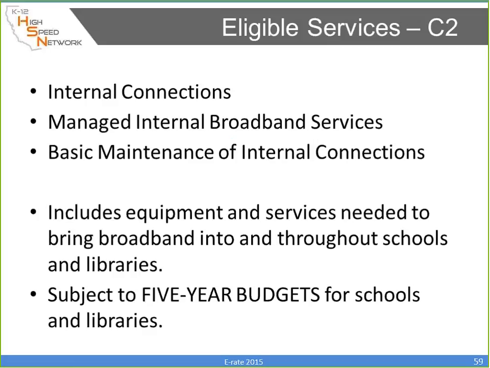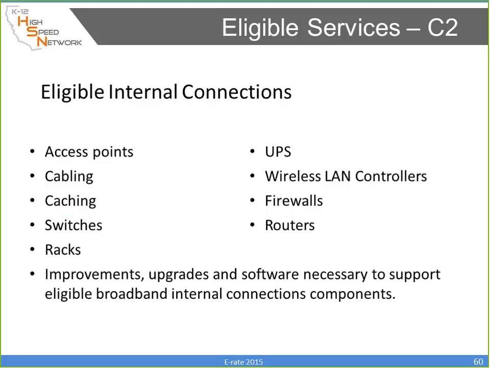Category 2 is kind of a broader scope than Category 1 in that it contains 3 different service types. There's internal connections, there's managed internal broadband or managed Wi-Fi, and basic maintenance of those internal connections. It includes the equipment and services that you need to bring the broadband into and throughout the schools and libraries. Now, in the past, we had the 2 and 5 rule when it came to Priority 2. Now we have the 5-year budget for Category 2. We're going to talk about that budget after we talk about all of the services that qualify.